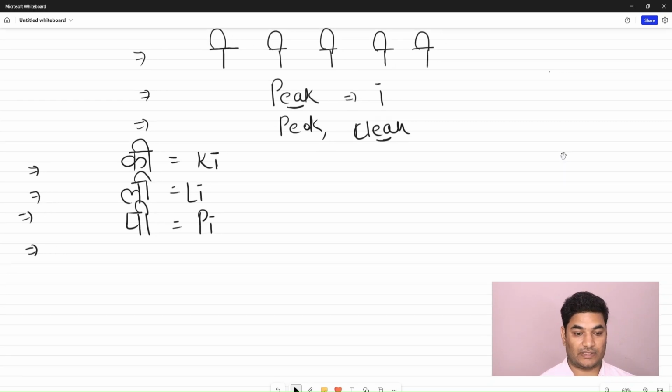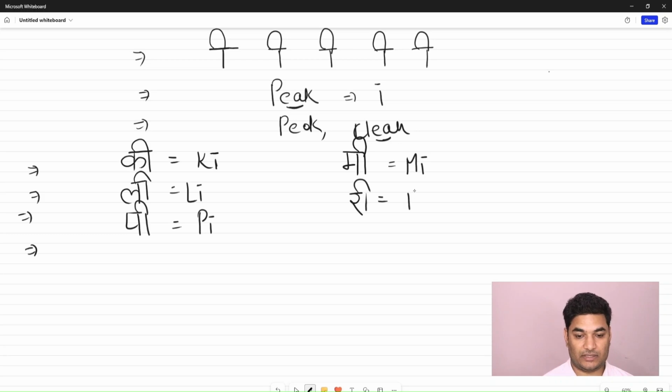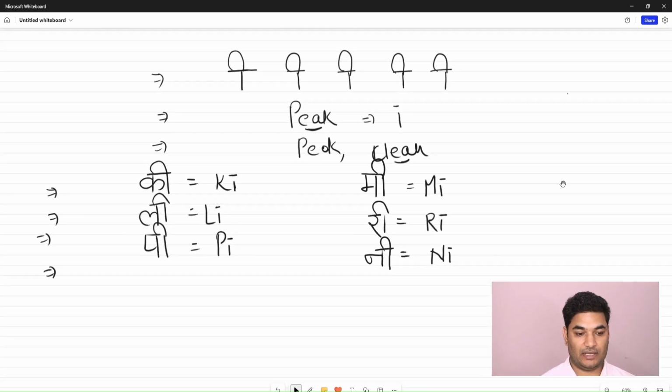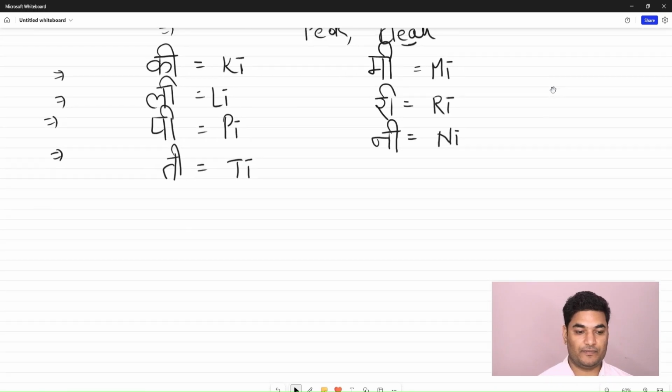With M, it will be written like this. And then we have R, E. Then we have N, E. Fine. And forget anything. Then we have the E. Hope it's clear for you.